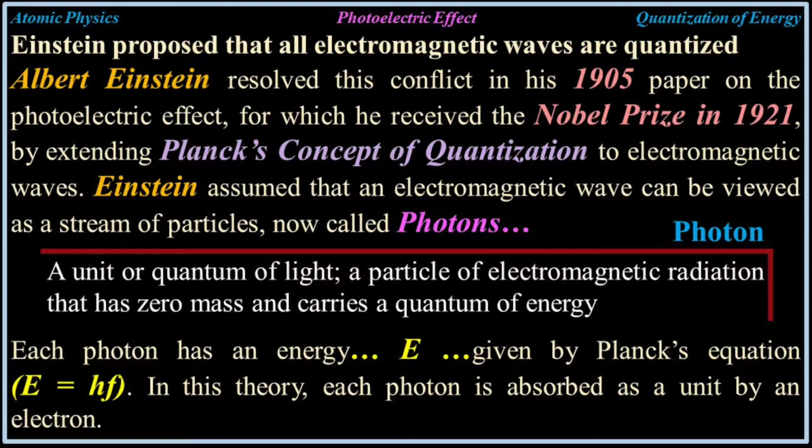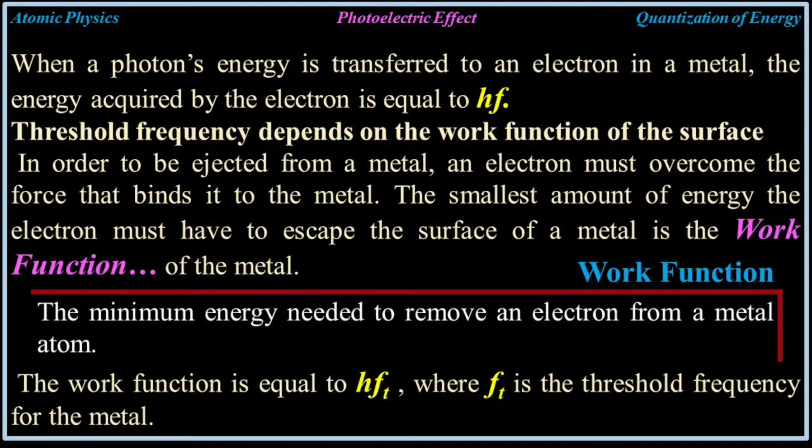In this theory, each photon is absorbed as a unit by an electron. When a photon's energy is transferred to an electron in a metal, the energy acquired by the electron is equal to hf. Threshold frequency depends on the work function of the surface. In order to be ejected from a metal, an electron must overcome the force that binds it to the metal. The smallest amount of energy the electron must have to escape the surface of a metal is the work function of the metal. Work function: the minimum energy needed to remove an electron from a metal atom. The work function is equal to hf_t, where f_t is the threshold frequency for the metal.